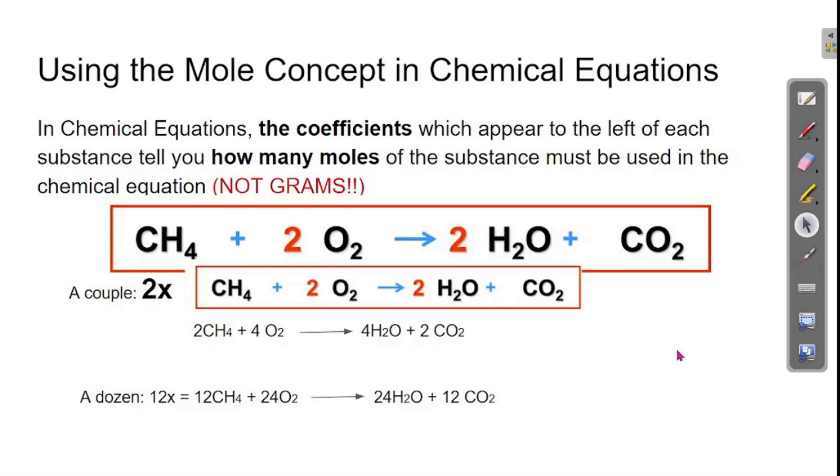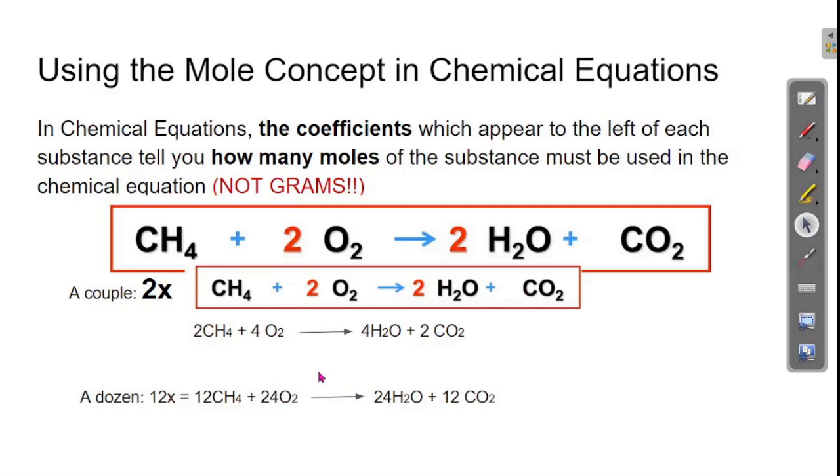Okay, the idea here is that the equation is like a recipe. When you have an equation, it's a recipe to produce whatever you need to be producing. In this case, you're producing water and carbon dioxide. It's a combustion reaction because you have oxygen combining with hydrocarbon right here. But anyway, you know that this is a recipe, and you can double a recipe by multiplying by 2. And that means that everything needs to be multiplied by 2. So 2, 4, 4, and the 2. You have doubled the recipe.